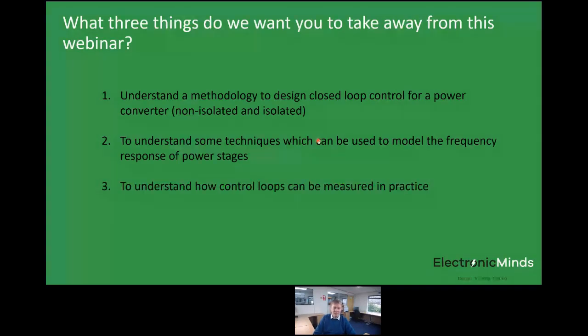And also, it's very important to measure control loops in practice, because the models you put together may not be accurate or may only be accurate over certain frequency bands. So ultimately, when you get your power supply up and running on the bench, it really is essential, in my opinion, that you actually measure the control loop and look at the phase and gain margins in practice. So they're the 3 main things I would like you hopefully to take away from today.